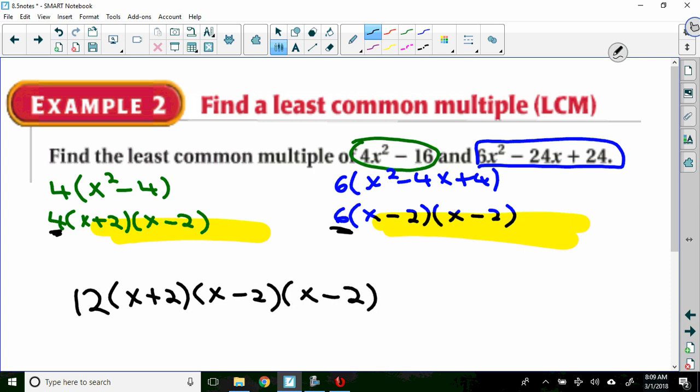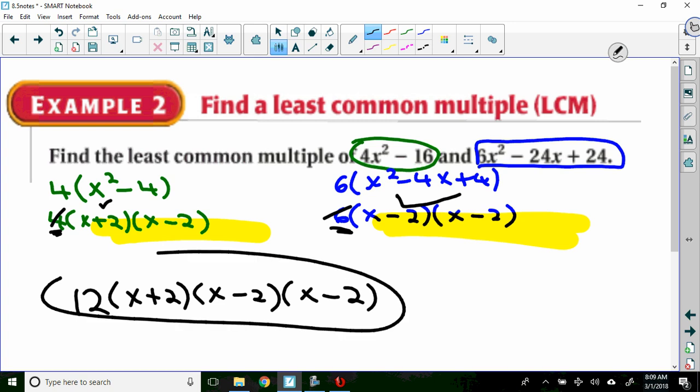So the 4 and the 6 are taken care of. The x plus 2 is taken care of. And the x minus 2s, both of them here, are checked off, and we've got it. That's it. That's how you find an LCM with variable expressions. You've got to represent.